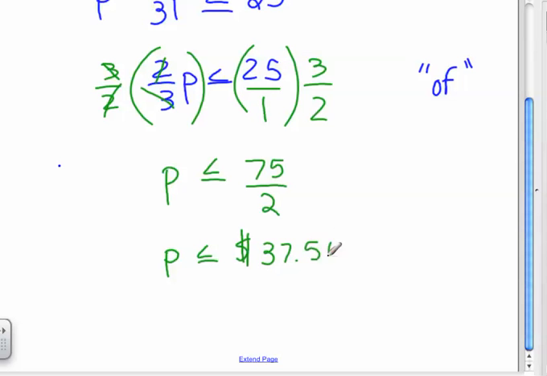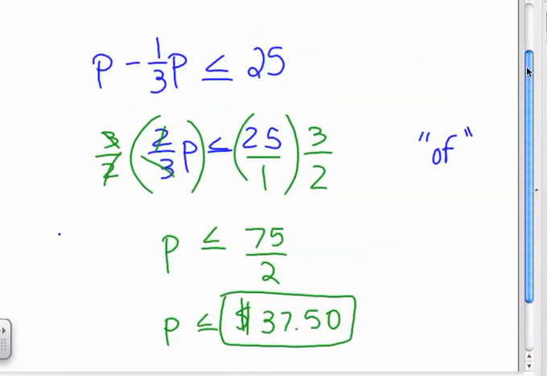So that means the original price could be $37.50, because I get to take 1/3 of that off, which is 12.5, or $12.50. I get to take that off and it leaves me $25. So I can buy anything in the store.